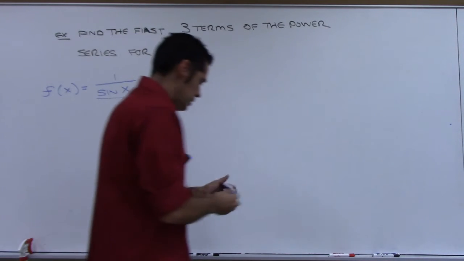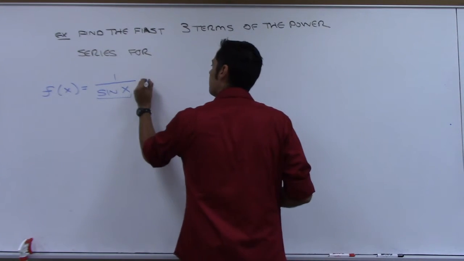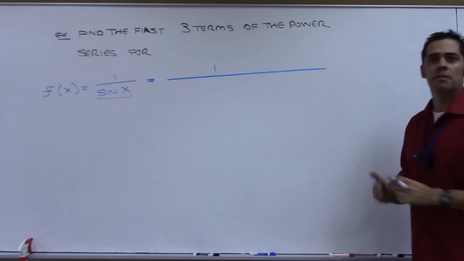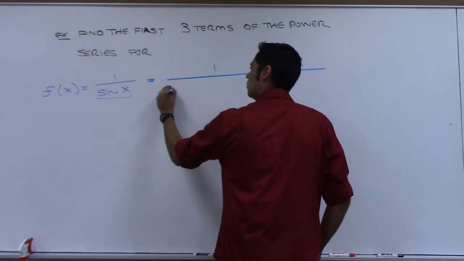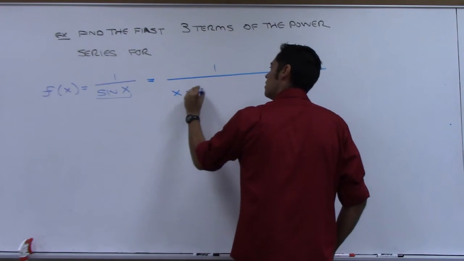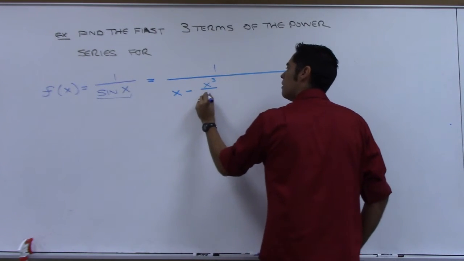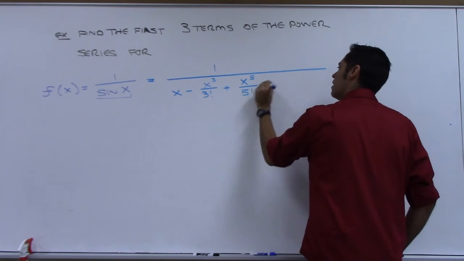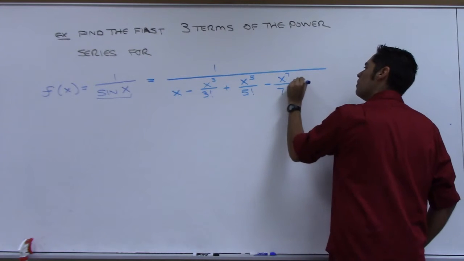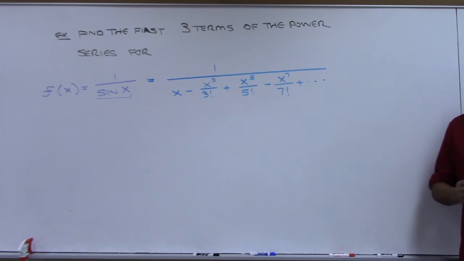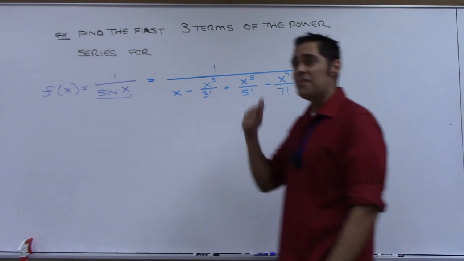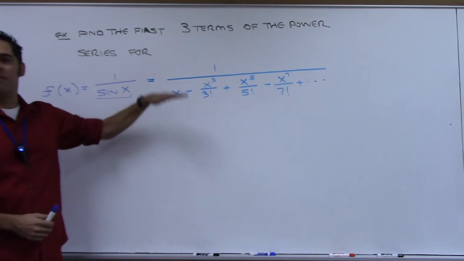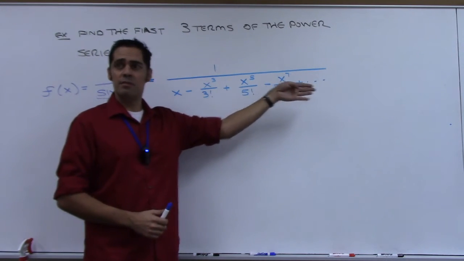It is exactly what this would become, 1 over. So what's the power series for sine? x minus x cubed over 3 factorial plus x to the 5th over 5 factorial minus x to the 7th over 7 factorial plus dot, dot, dot, right? So what I have here is division, don't I? I have 1 divided by this infinite series, right?